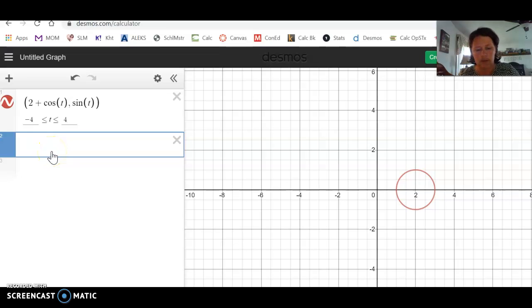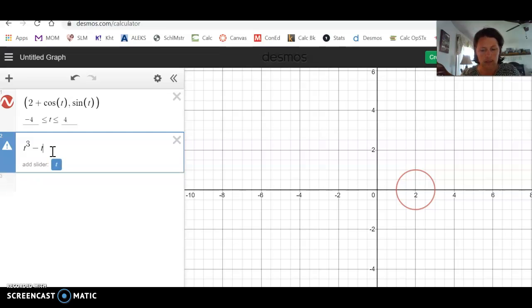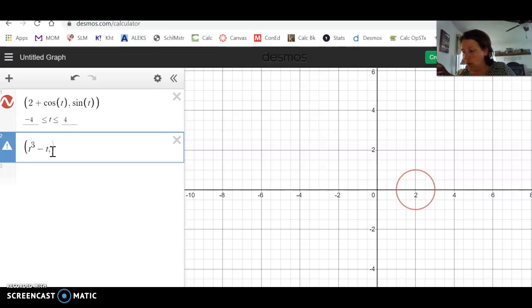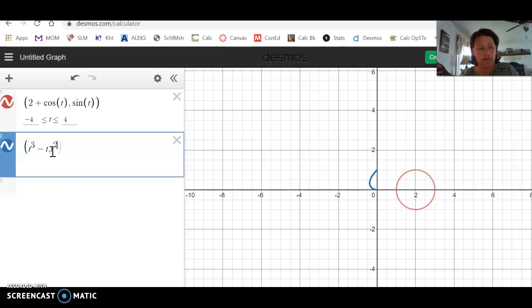Okay, so let's do another one. So another one that they had in the example was t cubed. So type in t cubed minus t for the x. Oh, whoops, and I forgot my parenthesis. So we need a parenthesis in the front. I got my parenthesis. And then my y equation is t squared. Okay, and then again, you can see it starts to give me that shape here, the blue.